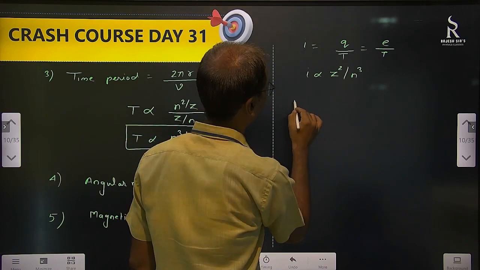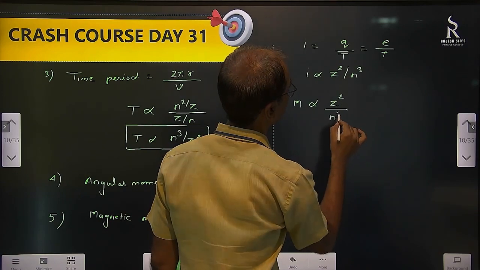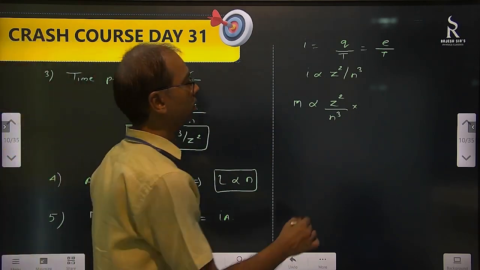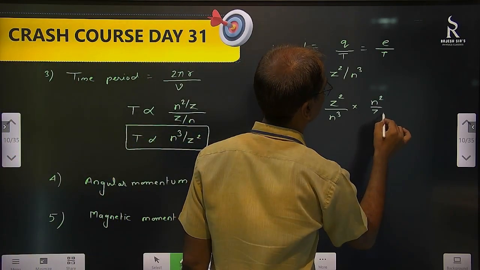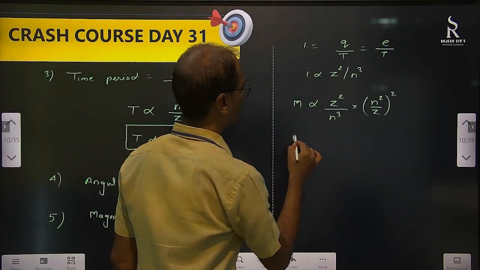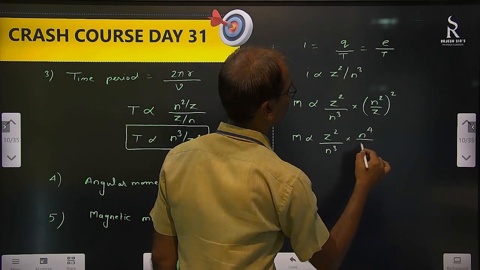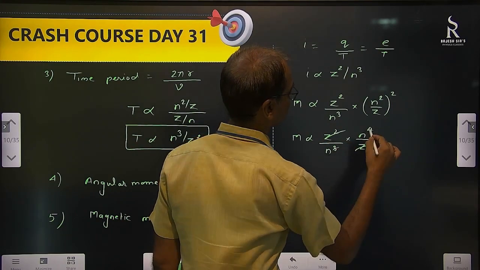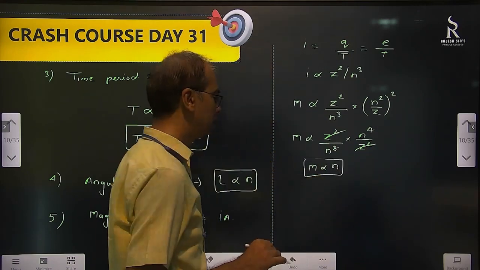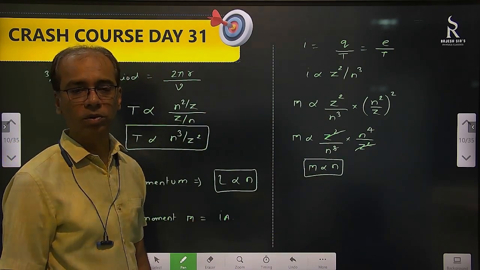So if we are going to talk about M, M is proportional to z square by n cube into r square. Now r is proportional to n square by z, so n square by z whole square. What are we getting? M is proportional to z square by n cube into n to the power 4 by z square. This cancels and this cancels. So magnetic moment is also proportional to n. Angular momentum is also proportional to n, and magnetic moment is also proportional to n only.